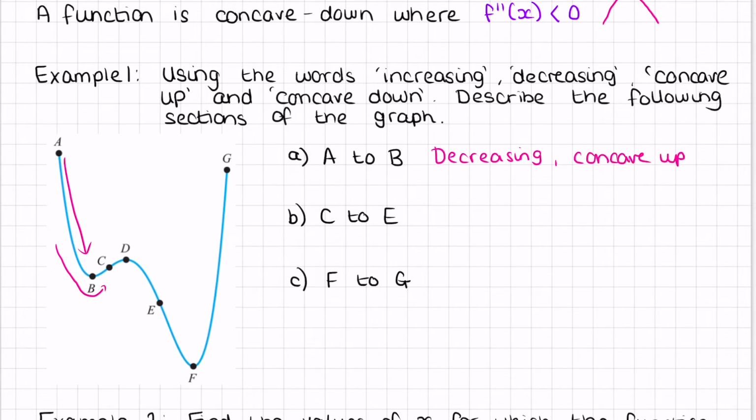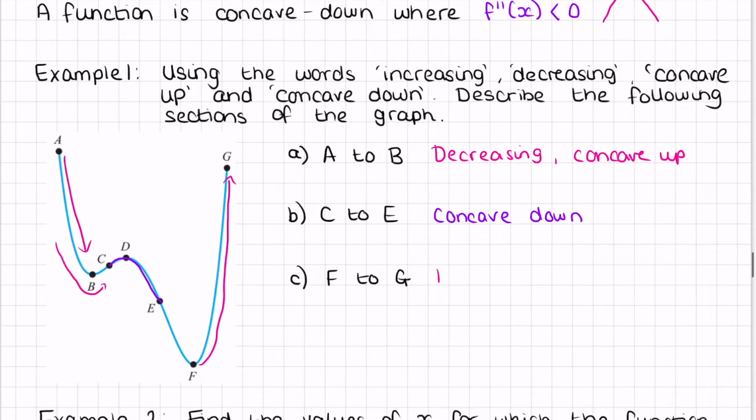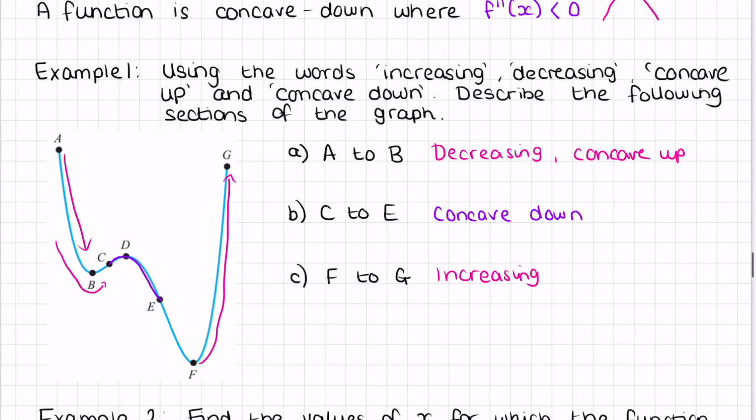And then from C to E, so from here to here, it's increasing first and then decreasing, so we can't describe it just using one word, but we can say that it is concave down. Then from F to G, you can see it is going up there, it's just going up only, so we know it is increasing. And once again, it is concave up because it's coming out of a curve and a minimum.